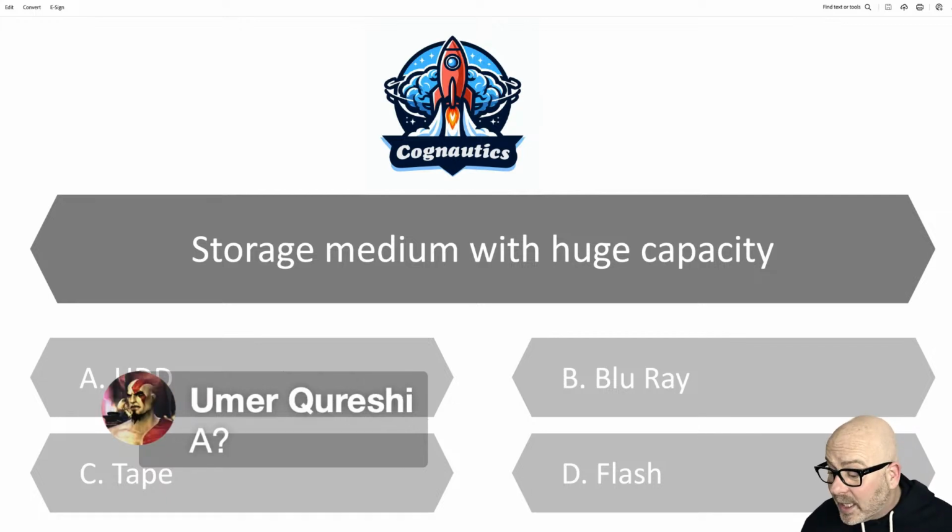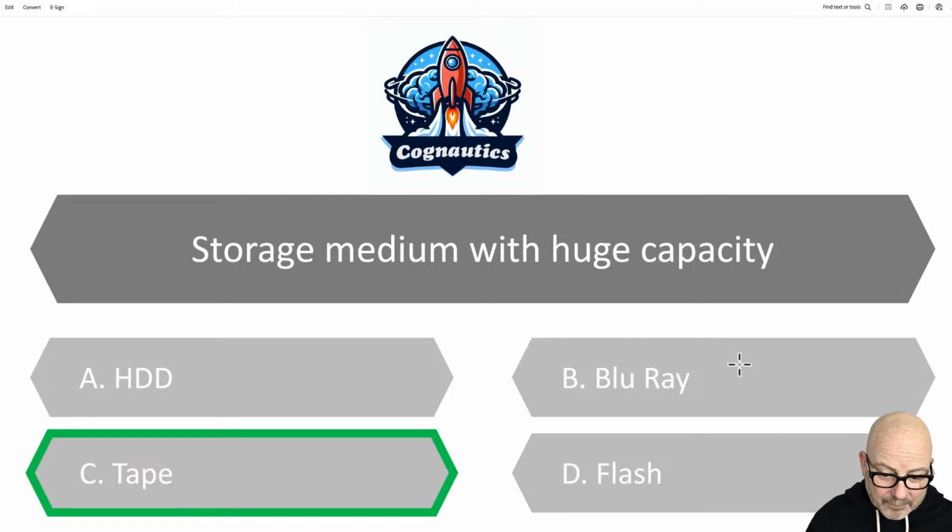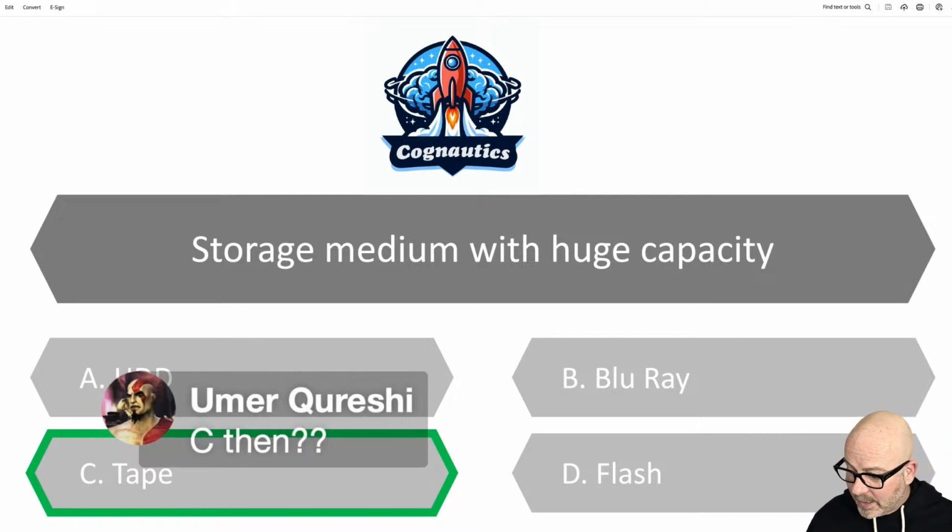Do you know what? It's not a bad answer, Uma, because hard disk drive does have a huge capacity, but tape, which is option C, has the biggest capacity of all. It's about 200 terabytes, which is gigantic. It's enough to sort of back up an entire... Yeah, C, absolutely spot on. A, not a terrible answer, though, Uma. Not a terrible answer at all.